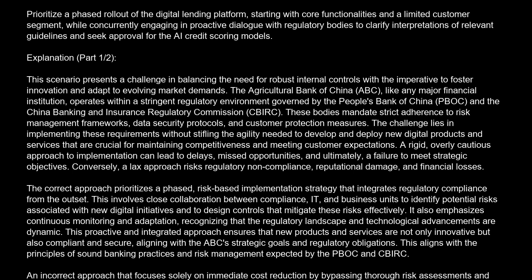It also emphasizes continuous monitoring and adaptation, recognizing that the regulatory landscape and technological advancements are dynamic. This proactive and integrated approach ensures that new products and services are not only innovative, but also compliant and secure, aligning with the ABC's strategic goals and regulatory obligations. This aligns with the principles of sound banking practices and risk management expected by the PBOC and CBIRC.